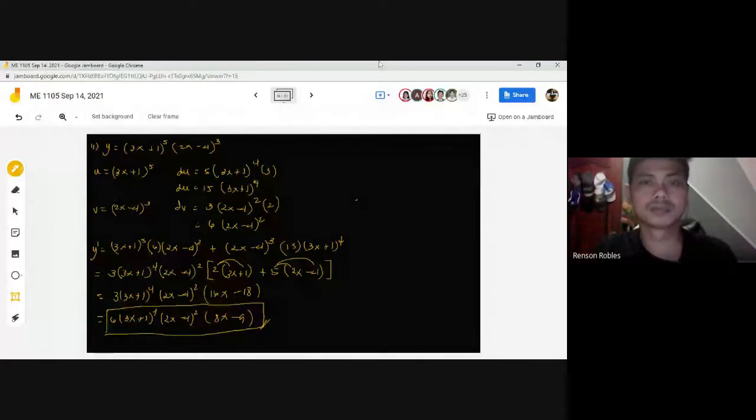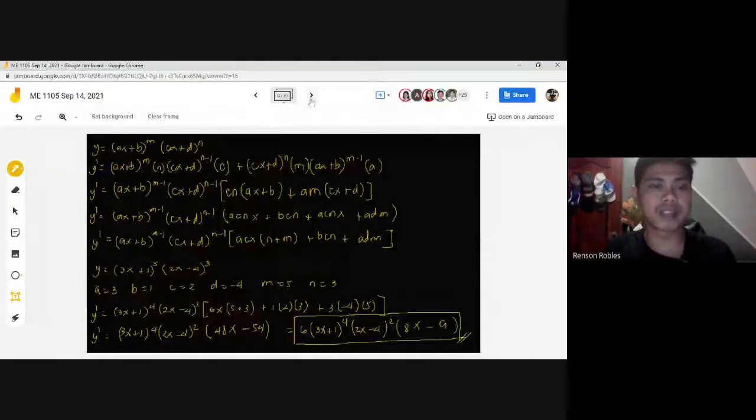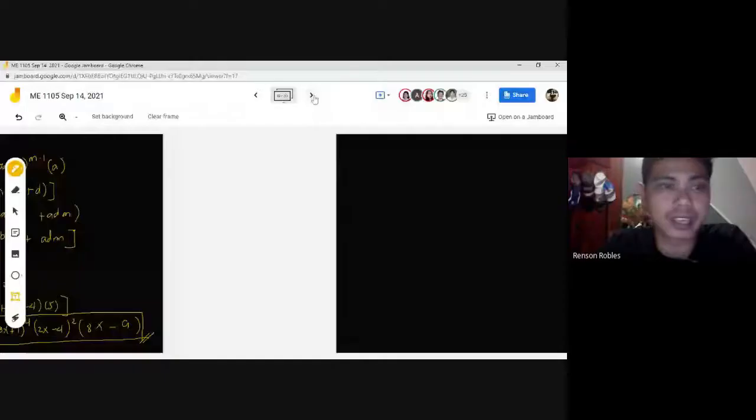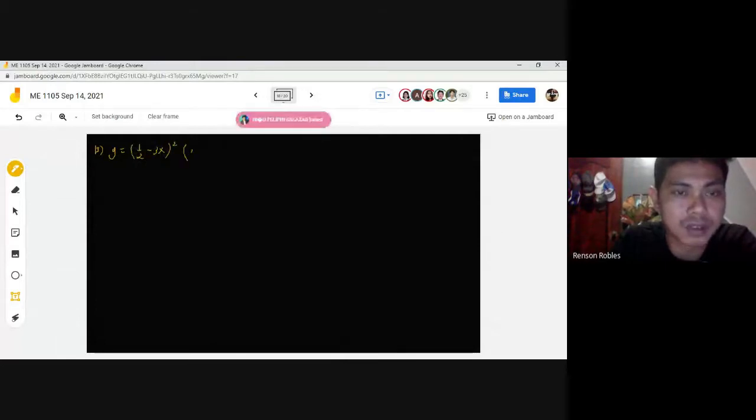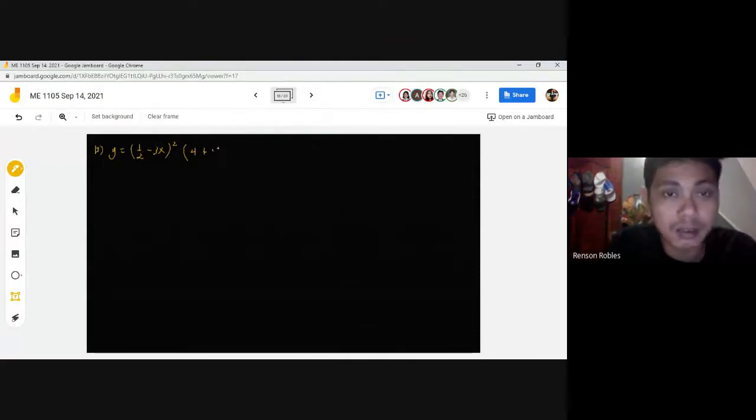So, but you have to be very careful in assigning the values of A, B, C, D, M, and N. Always remember that A go along with the x and C go along with x also. Okay, so kahit pa siya ay mabaliktad, I'm on frame number 18. So y equals, say, 1/2 minus 3x square times 4 plus, say, 5 halves x, sorry. Then to the 3rd power. I'm on frame number 18.